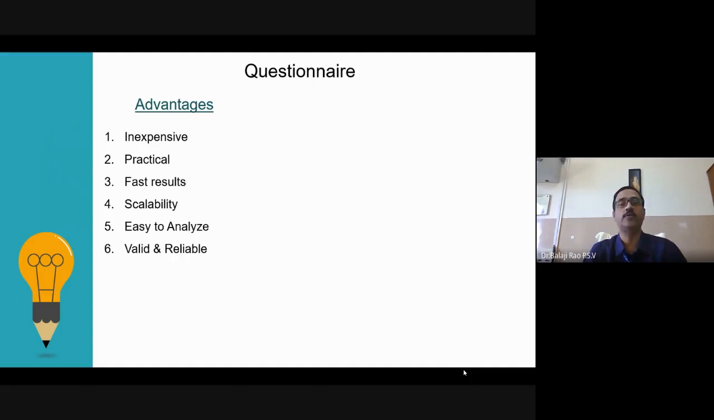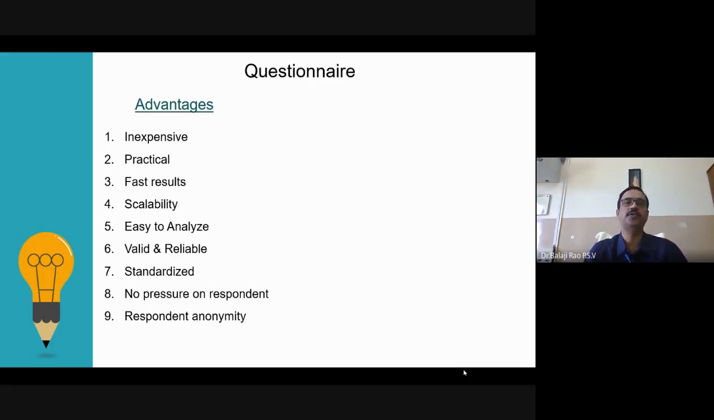Everything, the items or the instrument used, is scalable to justify what exactly the information is, though the behavior we see is latent in nature. As I was telling you, it is easy to analyze, and it is very much valid and reliable if the instrument is developed on a very formal basis. We can develop a standardized instrument. And also, as I said, there is no pressure on a respondent to respond immediately.